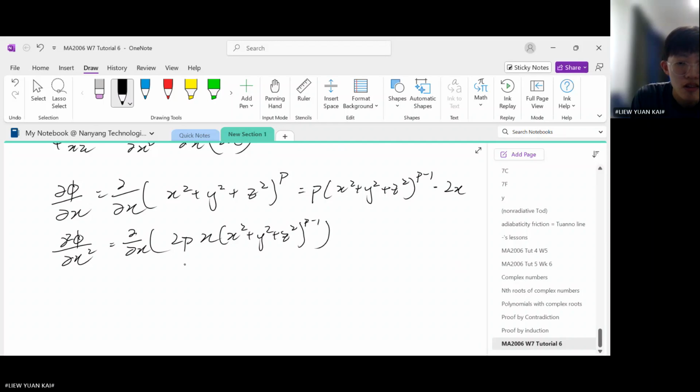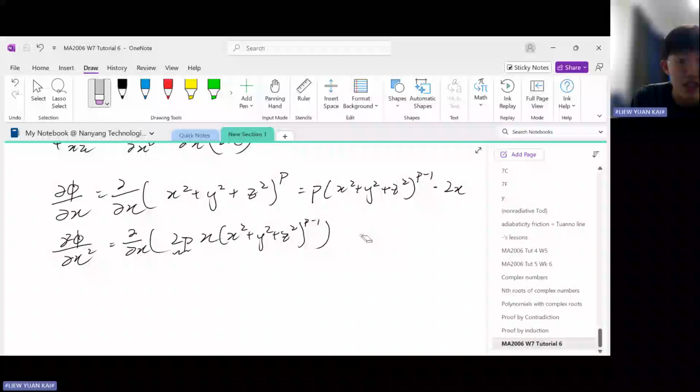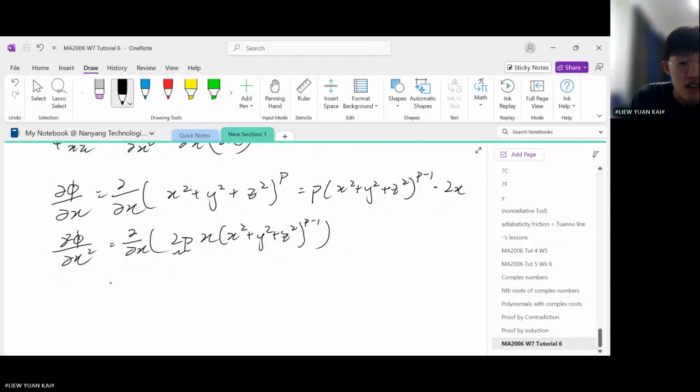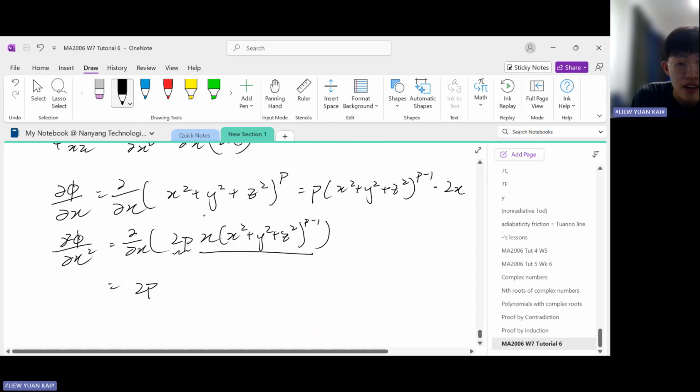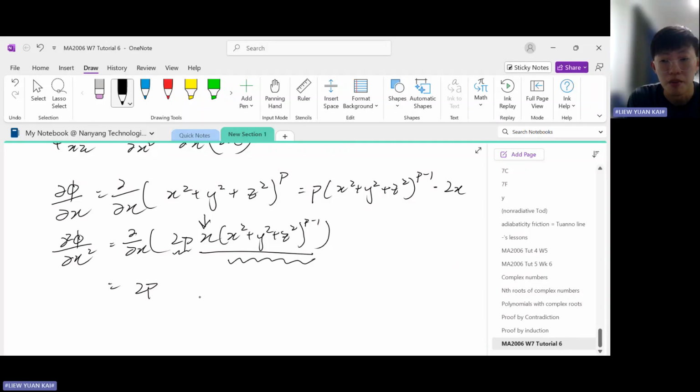So 2p is a constant. We can just leave that out. Okay, let me go down to the next line because this is a bit too messy. 2p is a constant, we can leave that out. You see, we have some function multiplied by another function, so we have to use the product rule.